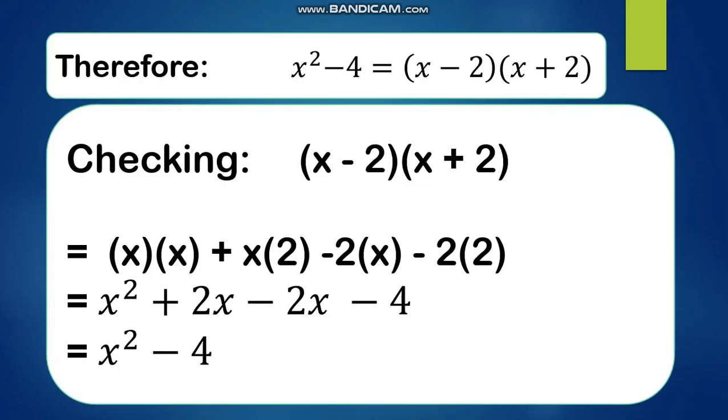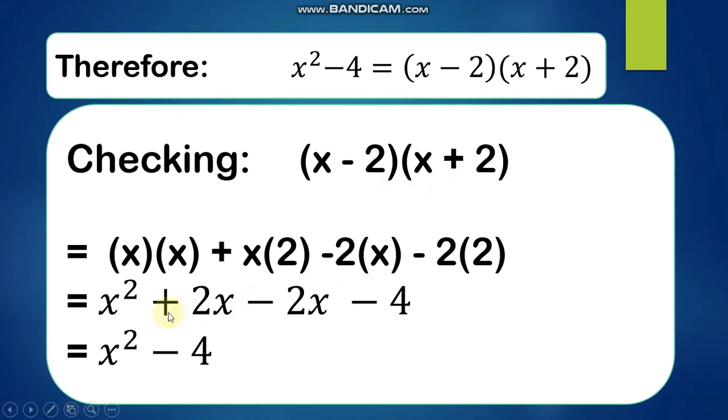To check our answer, we will use the FOIL method, or the process of finding the product of the sum and difference of two terms. Now, x times x is x squared. X times 2 is 2x. Negative 2 times x is negative 2x. Negative 2 times 2 is negative 4.